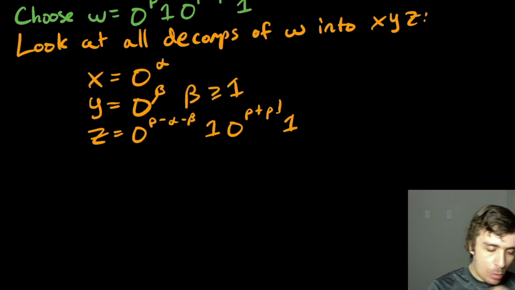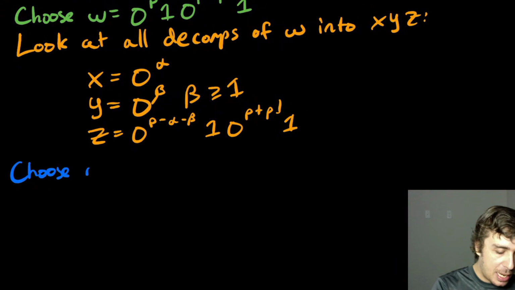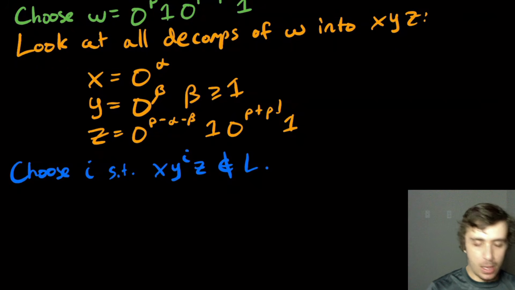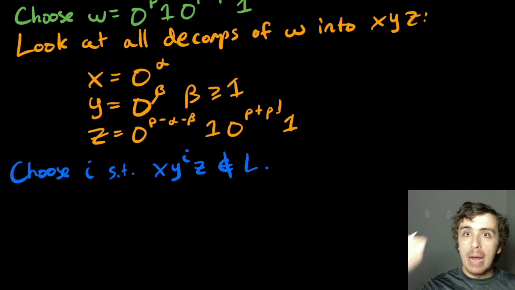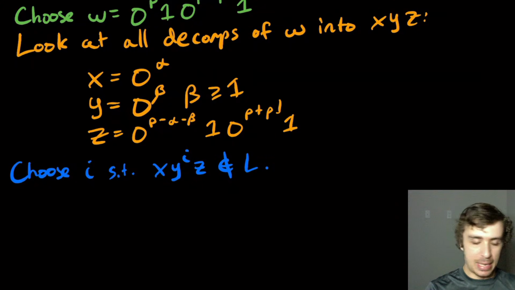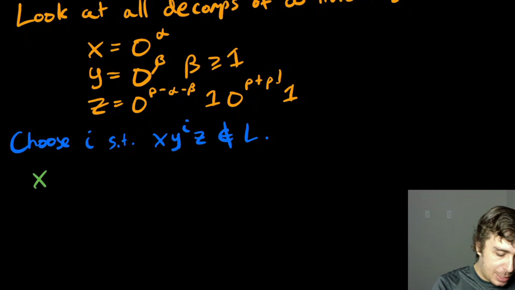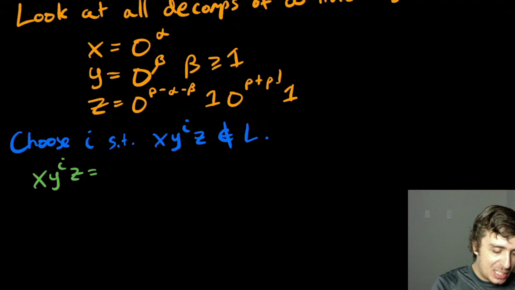Okay, so now we want to pick a value of i, so we want to choose an i such that x y^i z is not in L, because we want to arrive at a string that is not in the language. So let's calculate what the string is. So x y^i z, well, what is that thing?